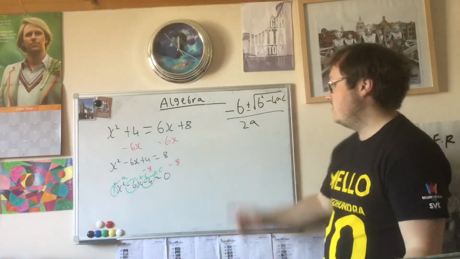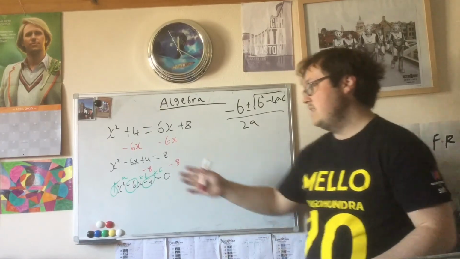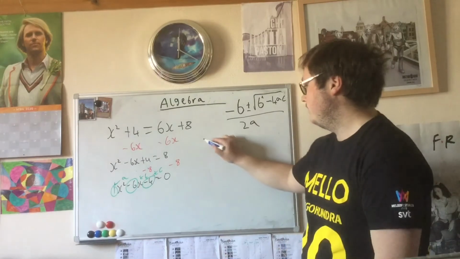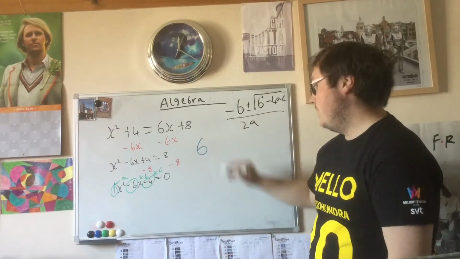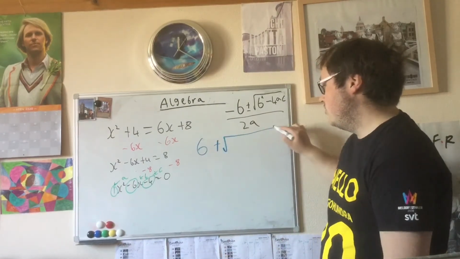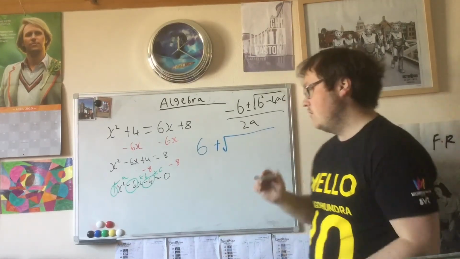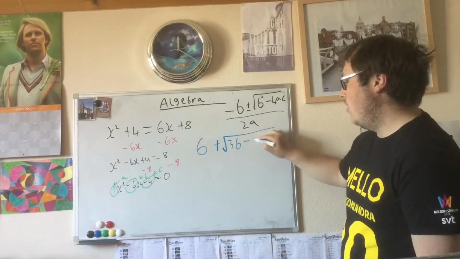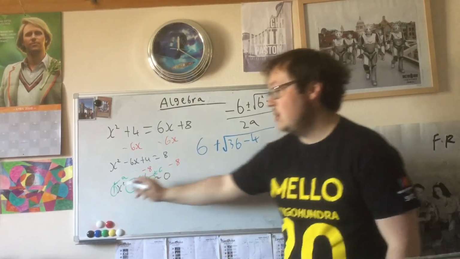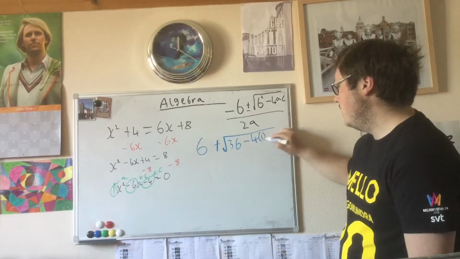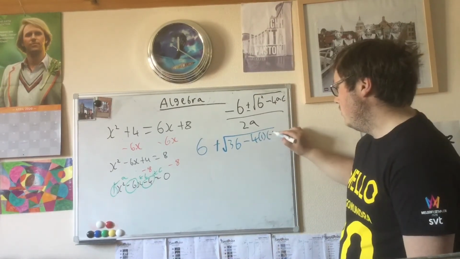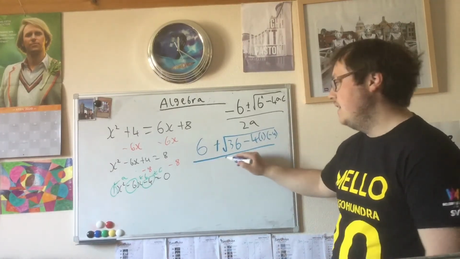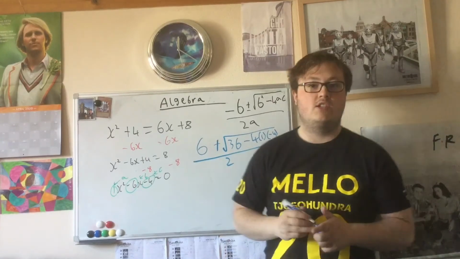So let's substitute it. So negative b, well, b is negative 6, so we just turn that into a positive. That becomes 6. Plus or minus, we're going to do a plus. Square root of b squared, so negative 6 squared equals 36. All minus 4 times a, which is 1, times negative 4, all over 2 times a. A is 1, so it's all divided by 2.